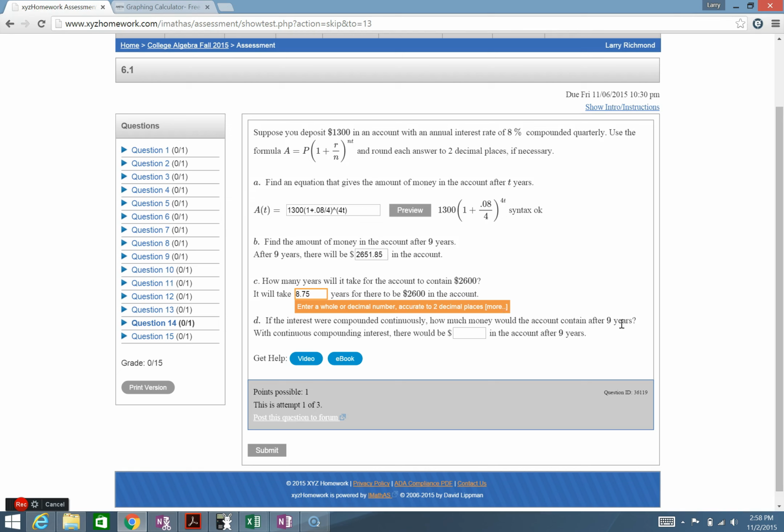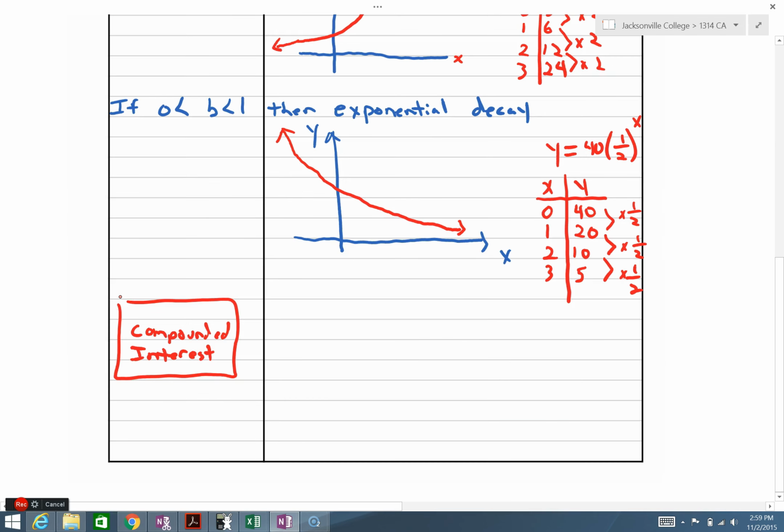All right. D, if the interest were compounded continuously, how much money would be in the account after 9 years? Well, this one will be slightly different. If it says per period, like compounded quarterly or compounded monthly, we're going to use the formula we just saw. The amount is equal to the principal times 1 plus r over n, to the nt power. That is, this n is our number of compounding periods, this t is the time, r is the rate, the p is principal.